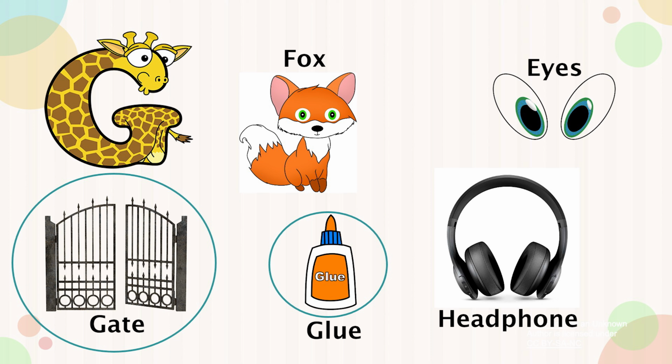Did you choose the picture of the gate? If you did, you're absolutely correct. Gate begins with letter G. Let's spell the word gate. G-A-T-E, gate. Let's spell that again. G-A-T-E, gate.